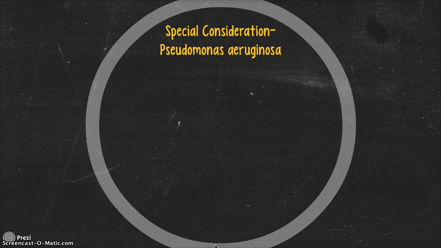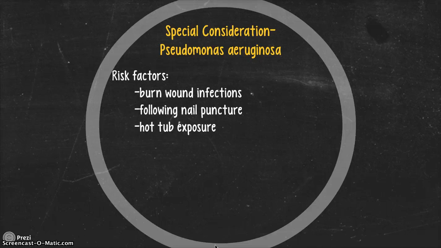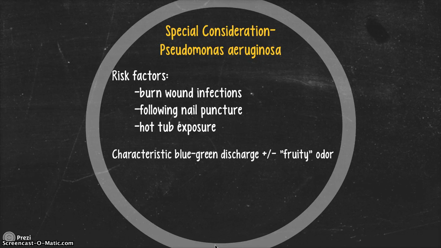There's one special consideration that we want to highlight, and that is infection with Pseudomonas aeruginosa. Pseudomonas aeruginosa is a gram-negative bacillus that, due to its multi-drug efflux pumps, is resistant to many types of drugs. You should suspect pseudomonal infections in burn wound infections, infections following nail puncture, i.e. stepping on a nail through your shoe, or infection associated with hot tub exposure. Pseudomonas infections are usually associated with a characteristic blue-green discharge and are said to have a fruity odor.